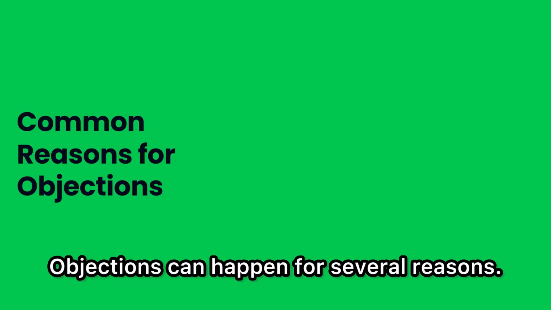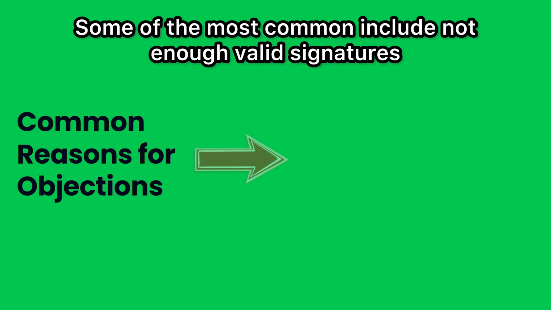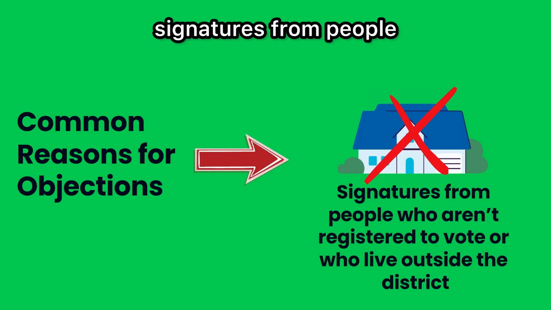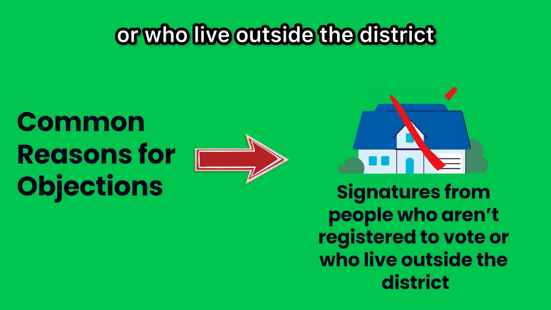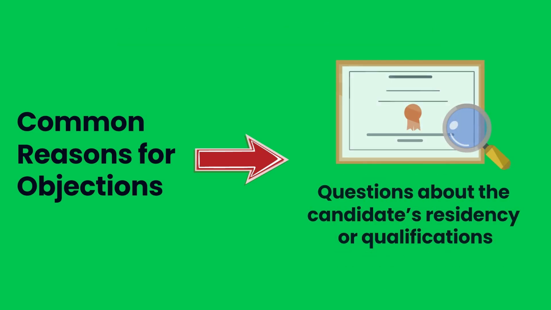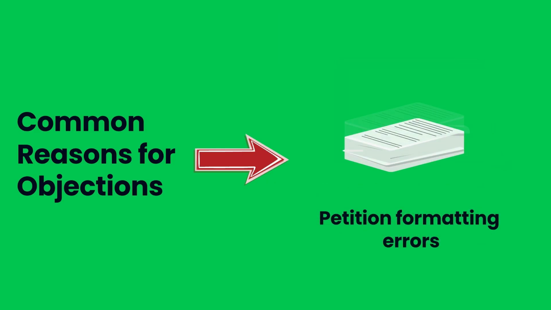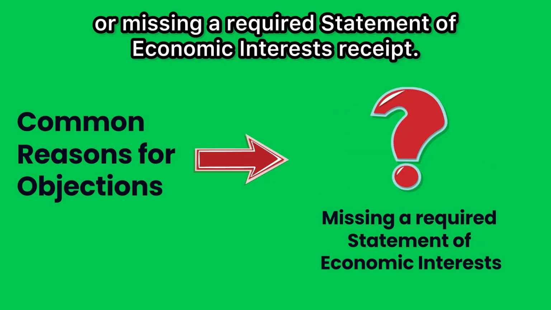Objections can happen for several reasons. Some of the most common include not enough valid signatures, signatures from people who aren't registered to vote or who live outside the district, questions about the candidate's residency or qualifications, petition formatting errors, or missing a required statement of economic interests receipt.